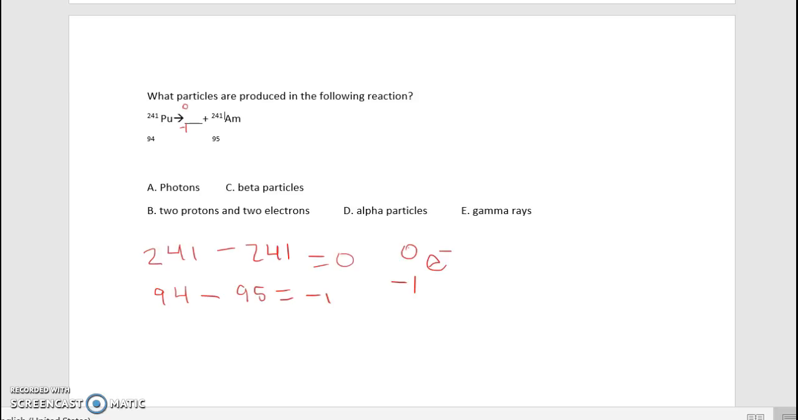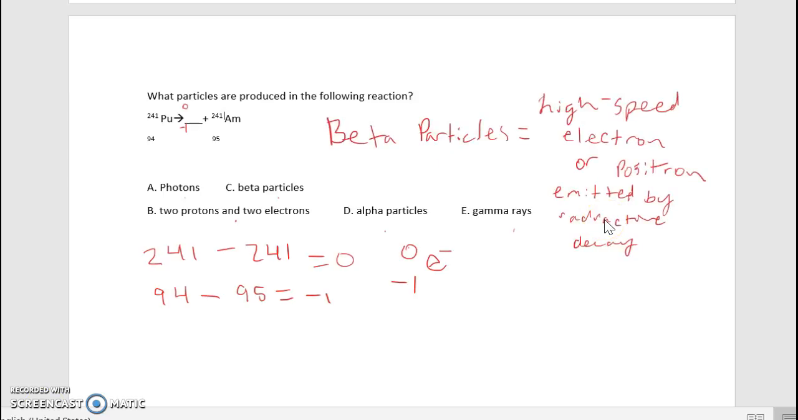And as we see here, we don't have any answer that says an electron. However, we do know from a book and from class that beta particles are high-speed electrons or positrons that are made by radioactive decay. And here they're giving us a radioactive decay equation or reaction for plutonium, so it makes sense that it would yield a beta particle or a high-speed electron. So our answer is C, beta particle. Thank you.